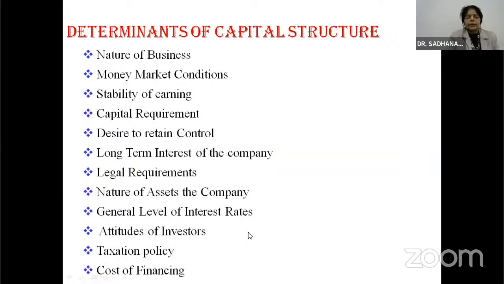And next one is the determinants of capital structure. How do we decide how much equity you have to use, how much debt capital you have to use, and in what way you have to do it. So what are the determinants of the capital structure? First one is the nature of business. Next, money market conditions, stability of earning, capital requirement, desire to retain control, long term interest to the company, legal requirement, nature of asset of the company, general level of interest rate.